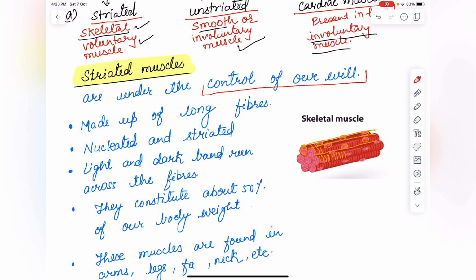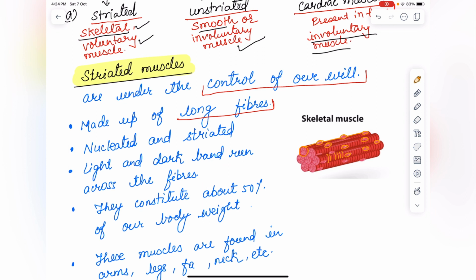That kind of muscle is called striated muscle, and these are made up of long fibers. They are multinucleated and striated. See, this is a skeletal muscle. It is cylindrical in shape and has more than one nucleus, multinucleated, and there are dark and light bands present in these cells. It is called striation. इस फाइबर के ऊपर डार्क और लाइट कलर के जो बैंड्स बने हुए हैं उसे बोलते हैं स्ट्रिएशन.